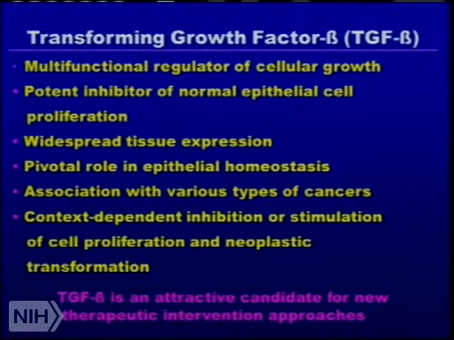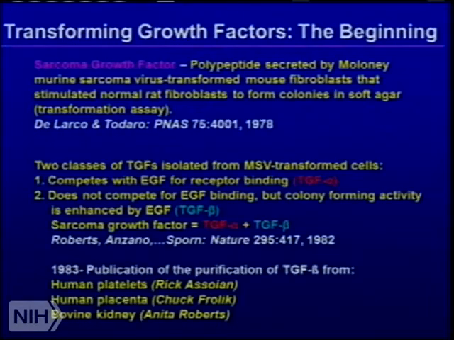TGF-beta has also been shown to be associated with various types of cancers, including human lung cancer. And it shows context-dependent inhibition or stimulation of cell proliferation and neoplastic transformation among numerous cell types. So TGF-beta is a very attractive candidate for new therapeutic intervention approaches, if we can find them.